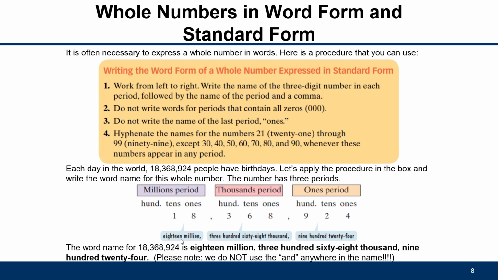And then when you're done, you hyphenate the names for numbers 21 through 99, except for the tens, 30, 40, so powers of 10. So for instance, each day in the world, 18,368,924 people have birthdays. That's how we speak that one.